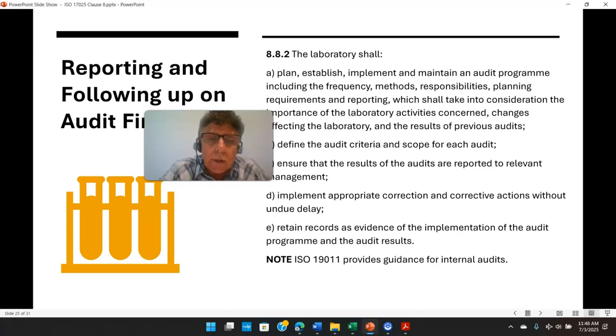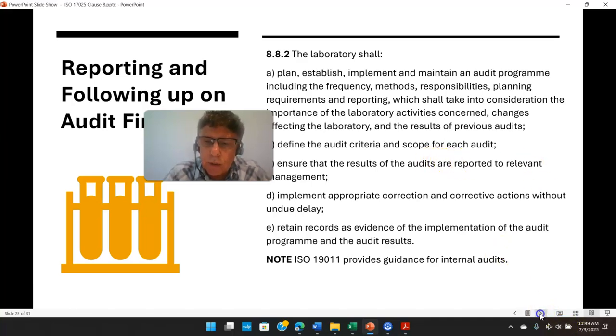And then retain records as evidence of the implementation of the audit program and the results. So as far as records, you need an internal audit plan, which your procedure could serve as your plan, and an internal audit results or a summary report of the findings, and typically a checklist that proves that you have audited all the clause elements to the standard. That's what an auditor will be looking for.